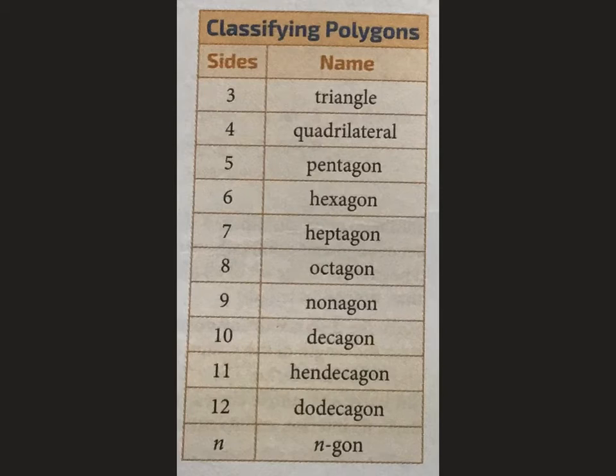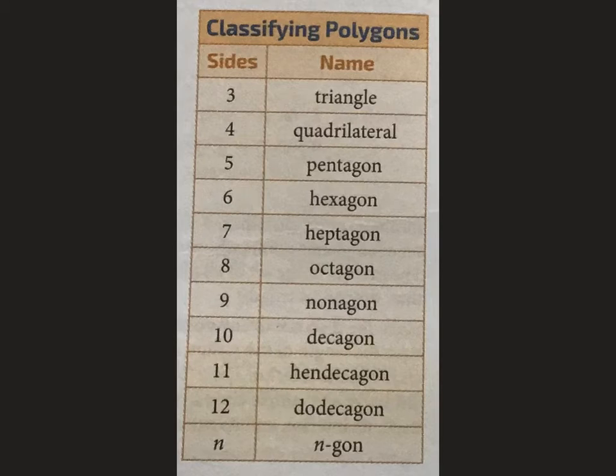Right, so this chart is in your book on page 32. I am going to expect you to know these. So you need to know the name for a triangle, so for three-sided polygons, triangle; 4 is quadrilateral, 5 is pentagon, 6 hexagon, 7 heptagon, 8 octagon, 9 nonagon, 10 decagon, 11 is hendecagon, 12 is dodecagon.